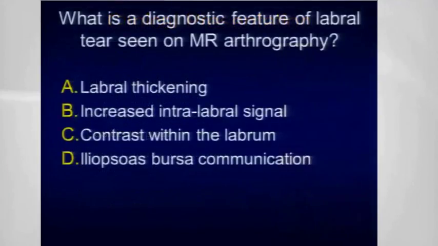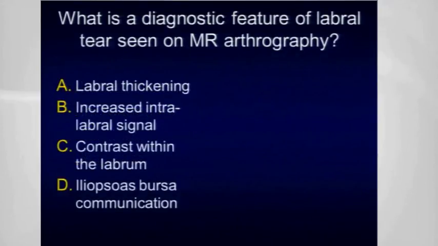The physical exam findings are that of a positive impingement sign, or pain with flexion, abduction, external rotation position. So our next question: what is the diagnostic feature of labral tear seen on MR arthrography? A, labral thickening. B, increased intralabral signal. C, contrast within the labrum. D, iliopsoas bursa communication. So start your polling.